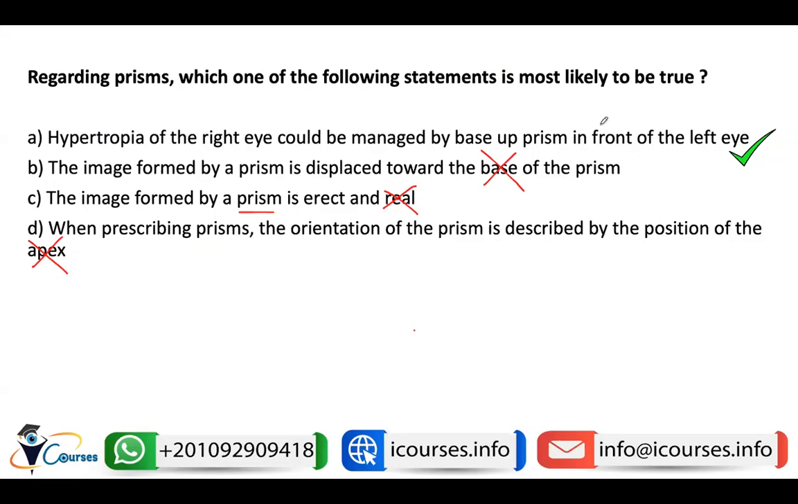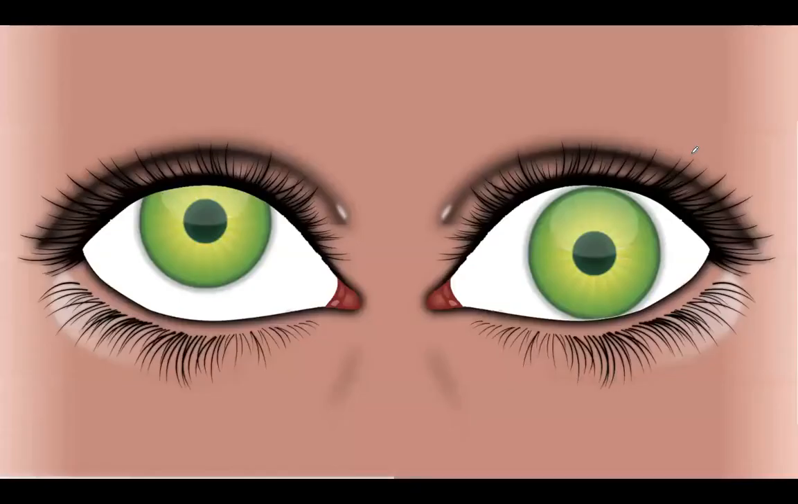So you can say by exclusion that the first answer is correct, but let's understand why. It will be a little bit difficult, but let's understand why a hypertropia of the right eye could be managed by a base up prism in front of the left eye. So let's see that this is a hypertropia of the right eye. You can see that the right eye is a little bit elevated than the left eye, so the right eye will see a downward displaced image. The left eye will see a normal image, but the right eye will see a downward displaced image.